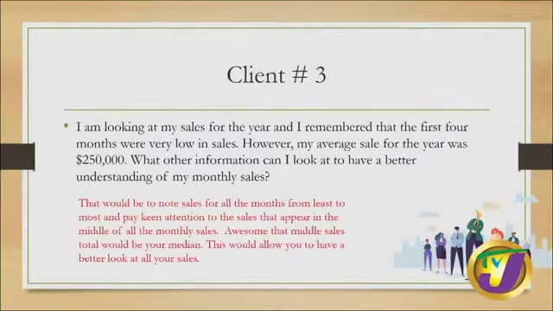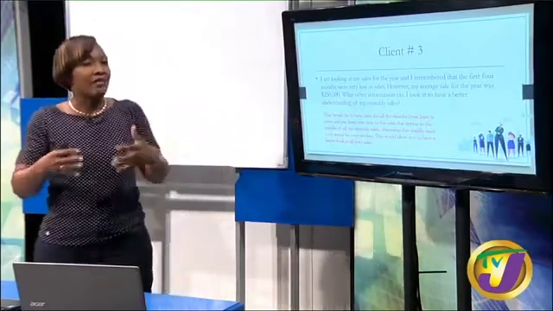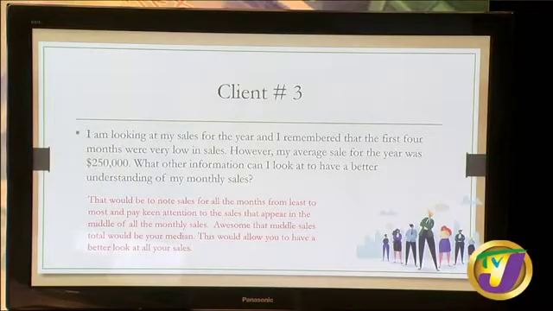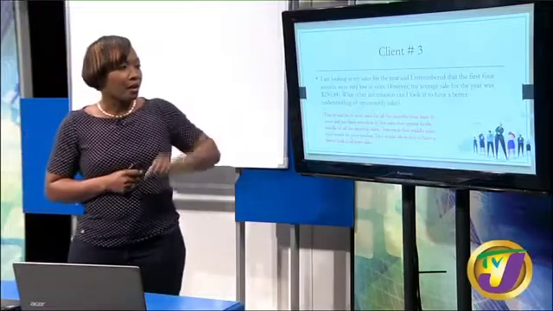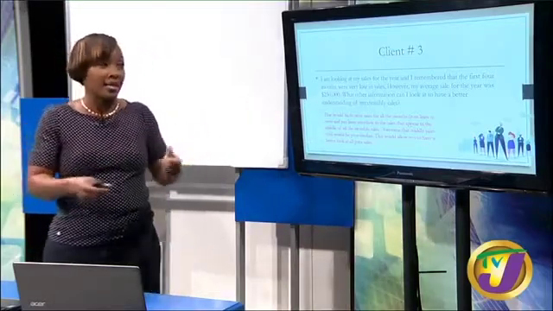Now, this is what I hope you would have told them. That would be to note the sales for all the months from least to most. So you'd pretty much want to look at you start to where you are now for that entire year. And you would look at them in such a way, let's see, you'd pay keen attention to the middle sale to have a better idea of why your average sale for the year was $250,000. So this would allow you to have a better look at all the sales that you had for that particular year.